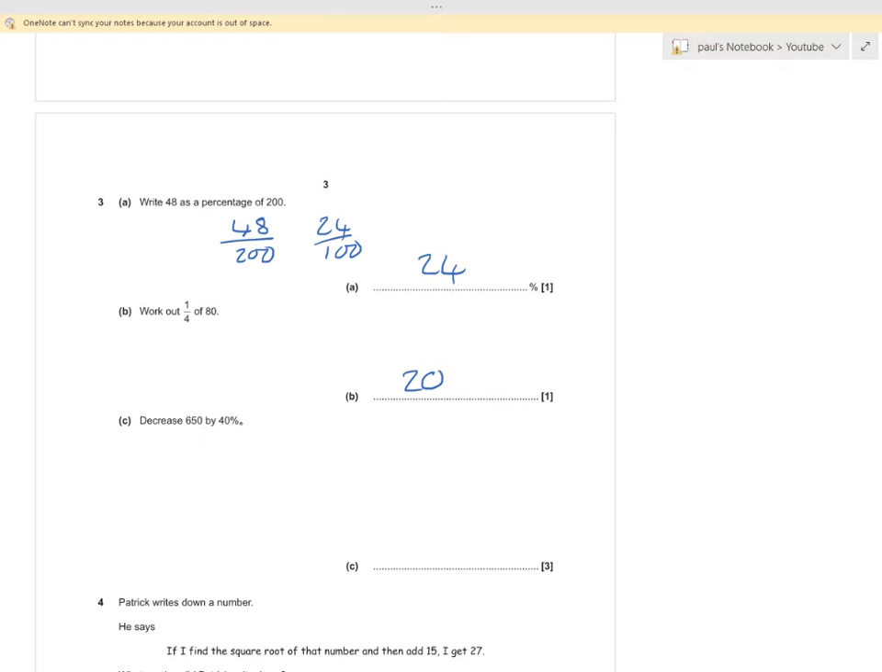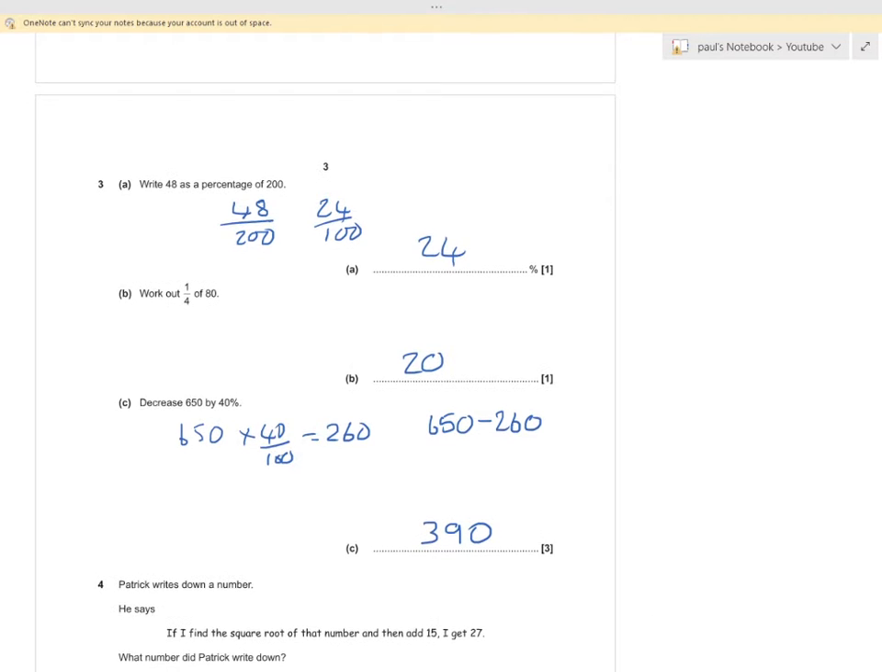Decrease 650 by 40%. I'll do it by working out 650 times 40% that way. So let's find what 40% is. So 650 times 40 divided by 100 is 260. You can write this the other way around if you want to, 260. So now we've got 650 take away 260, which is equal to 390.